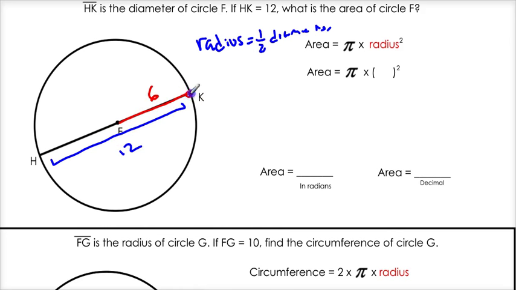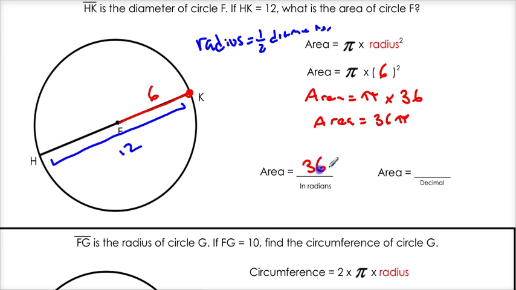So now that I know my radius, I can plug into my formula. So area is going to equal pi times my radius squared. So we're going to answer this in both radians and as a decimal. So area is equal to pi times 6 squared, which is 36. So my area is equal to 36 pi, okay? That's the answer in radians. Remember, that means don't multiply by pi. And I get this as a decimal.